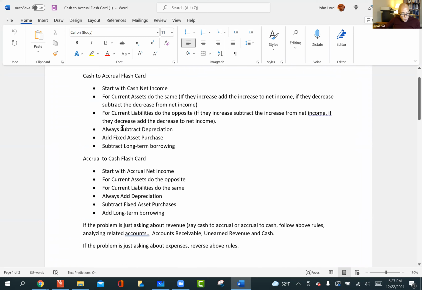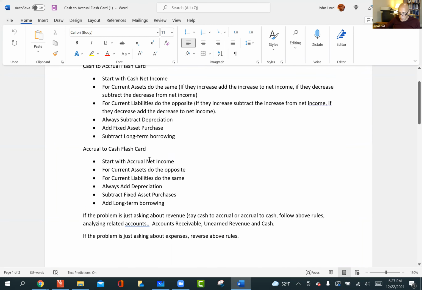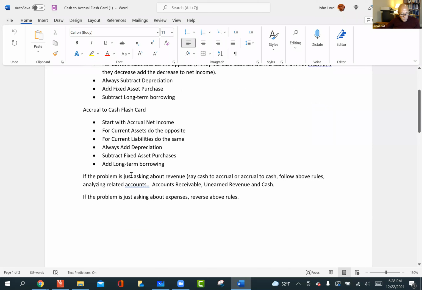I had cash to accrual, but we're now in what? Accrual to cash. Start with net income. I've given you the same thing I had you write down in the book for the statement of cash flows, because sometimes in chapter 2 the questions were just asking, here was the accrual net income, what would have been the net income under the cash method, which is the same thing we're doing on the statement of cash flows. We're going from accrual net income to cash net income. And then down here, I said, if the problem is asking about revenue, because they may say cash to accrual or accrual to cash, follow the above rules, analyzing related accounts such as accounts receivable, unearned revenue, cash.